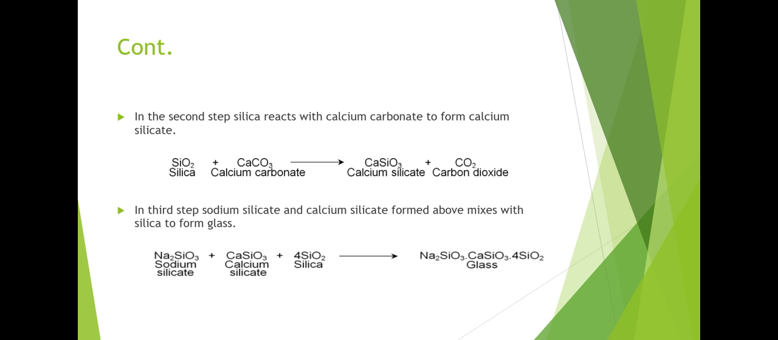In the next step, silica reacts with calcium carbonate to form calcium silicate. In the third step, sodium silicate and calcium silicate, which are formed by the first two reactions, mix with each other with the silica to form glass.